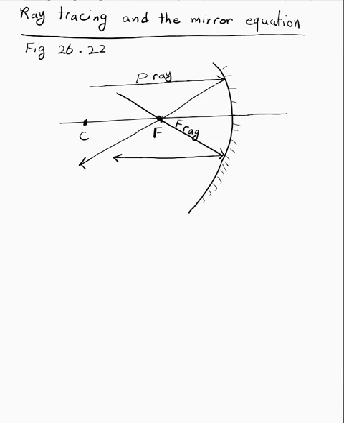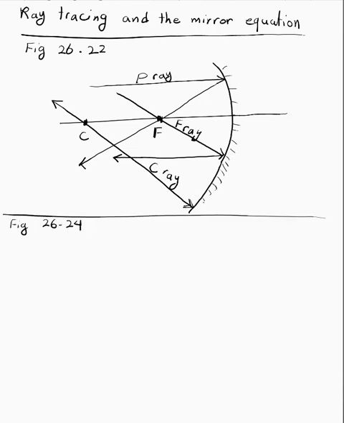So anything that is incident through the center of curvature reflects back along its incoming path. So the ray that is incident through the center of curvature is just reflected back along the same path. Let me call this a C ray. So these are the three typical representative rays that we use for spherical mirrors just to be able to form an image.